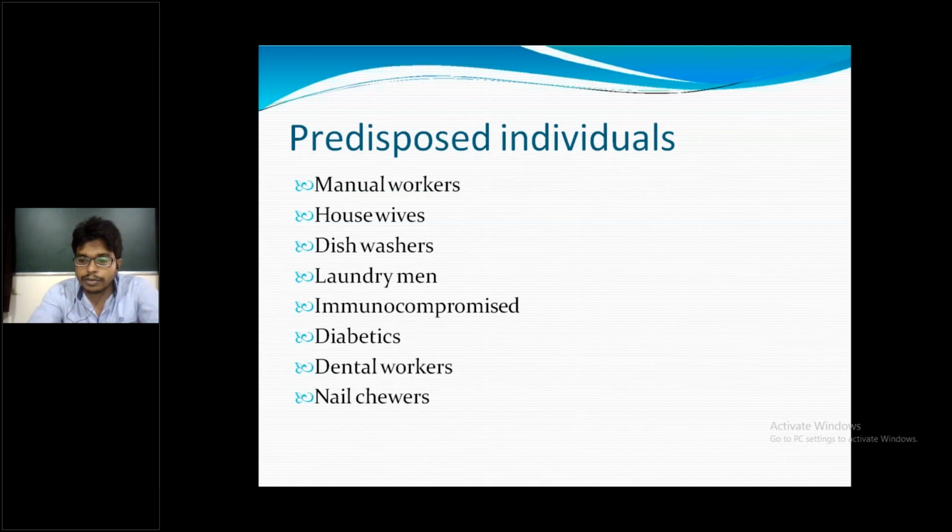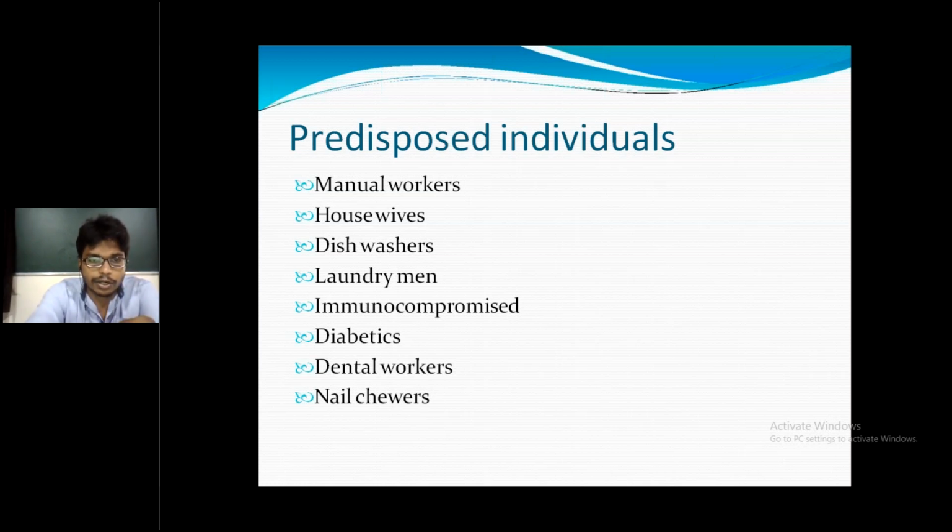Predisposing factors. Those who use their hands more are more infected, and those who use sharp objects frequently will get infected. Manual workers, daily wage workers, are those who use their hands. Without their hands, they cannot work, and without their work, we will not get food. And housewives. As you all know, your mothers who work at home frequently get infected in their hands.